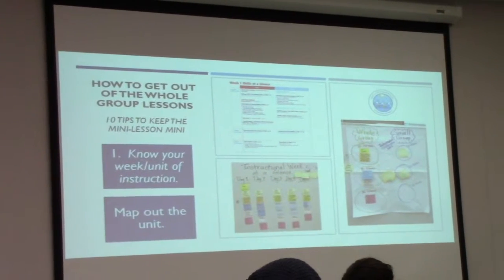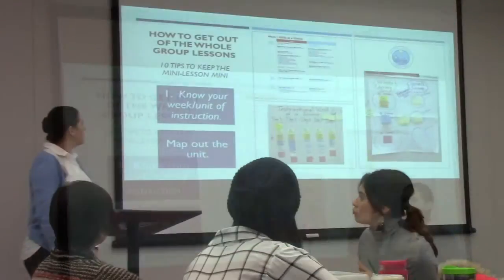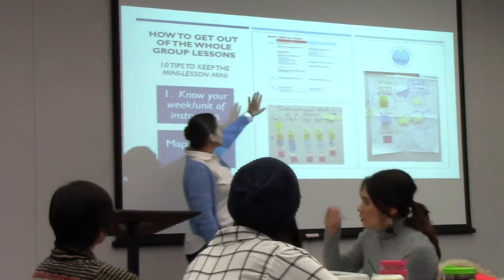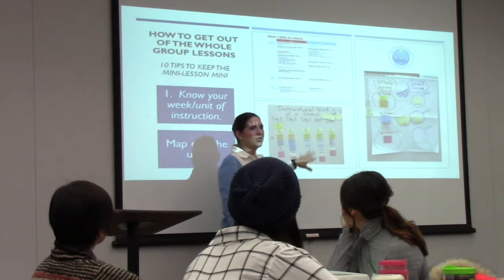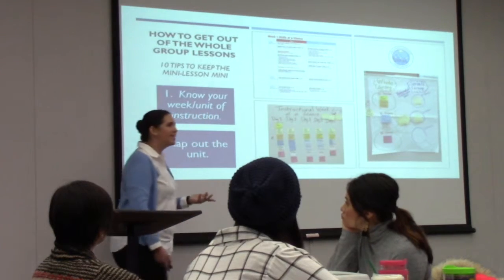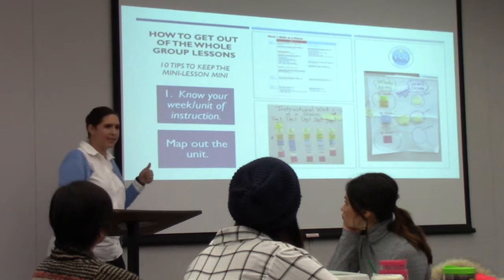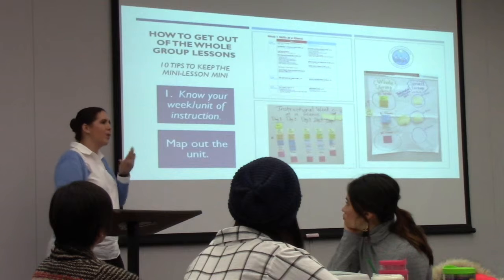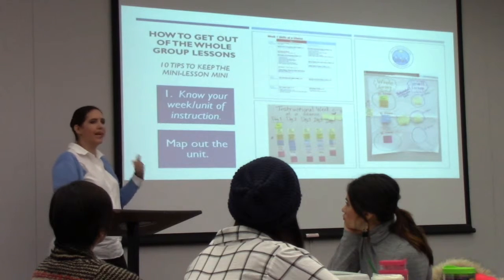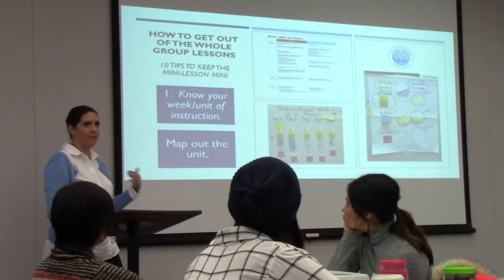And our biggest tip here is to map out your unit. So you can see this is our skills at a glance that you can find in your TRS. Here's some examples of different ways you can map out your unit. And while it might seem redundant, like I can just look at the skills at a glance and see what I'm going to be teaching, the process of writing it out and reorganizing it in your brain will really help you know what you're going to be teaching throughout the unit.